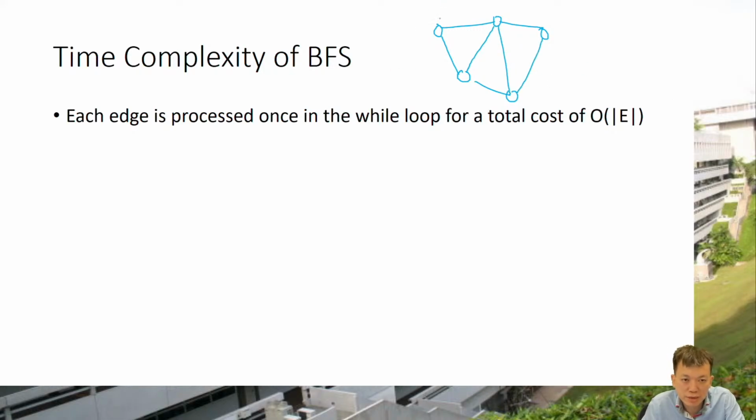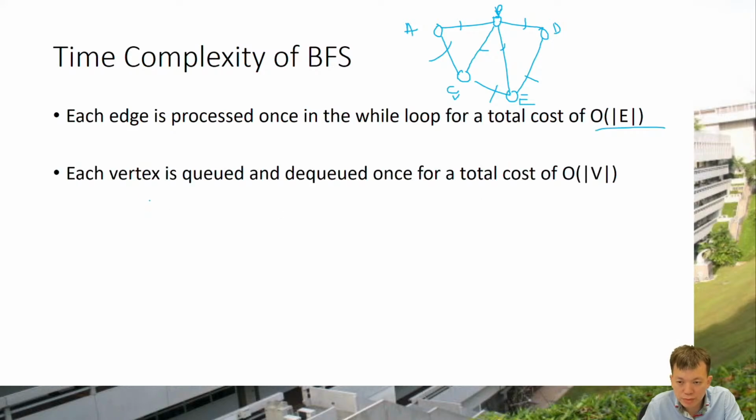Let me draw it. You start from A, you visit this edge, you visit this edge. So you know that B is here, you know that C is here. You visit this one, this one, this one. You know that this one is an unvisited node, this one is an unvisited node, this one is already visited. So later you will visit D and E. After you check these, you find that everything is visited. So the while loop total cost is only E, and the number of vertices is at most V.